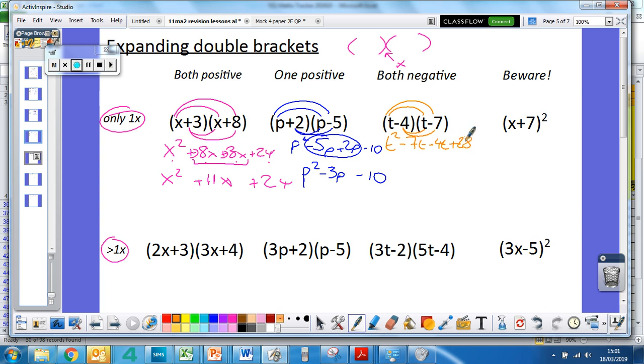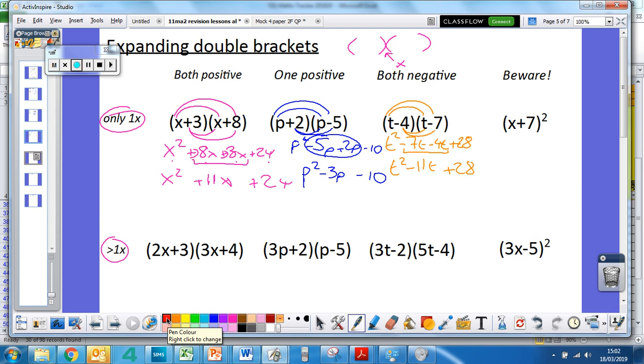As before, it's the middle bit we need to tidy up. We still have a t squared, we still have a plus 28. In the middle, minus 7, minus 4. So we're starting at negative 7 on a number line, going down 4 places to negative 11. Just got to be careful.